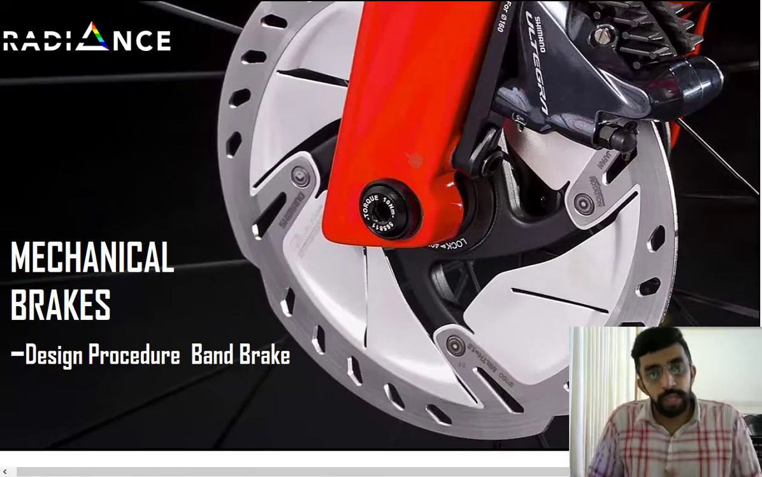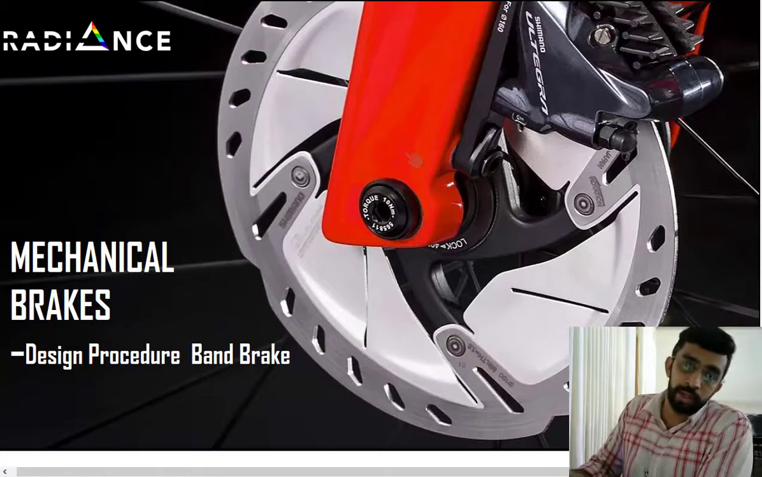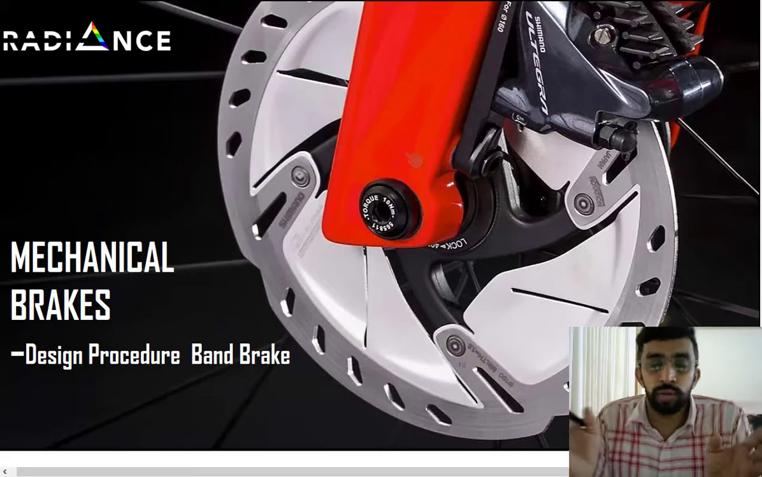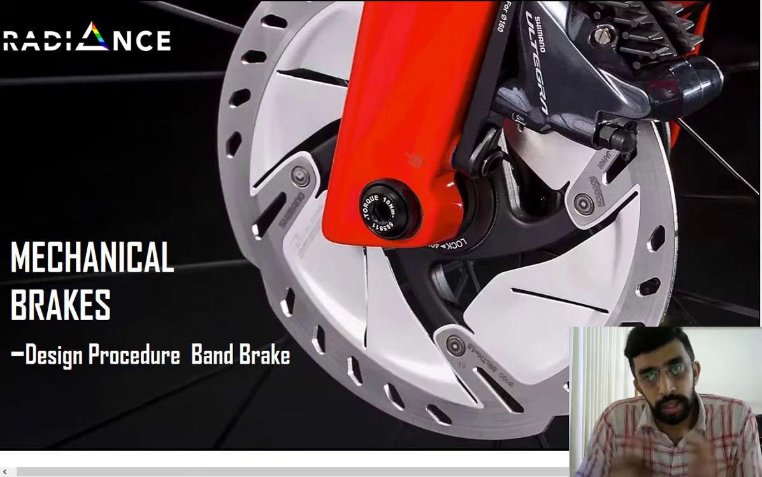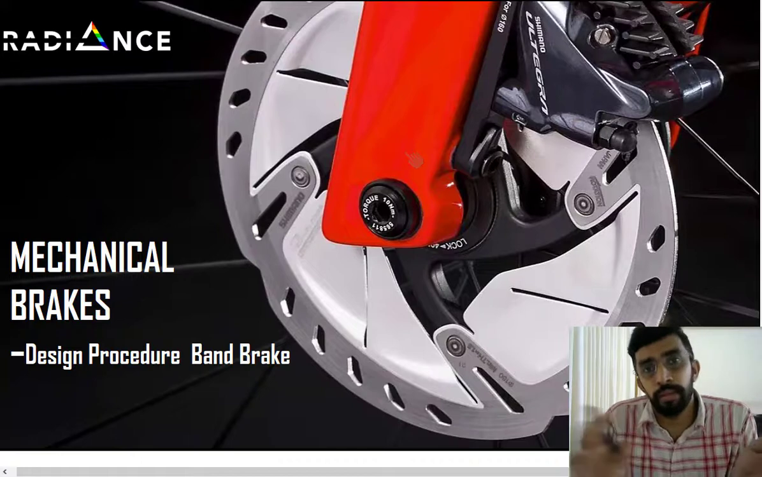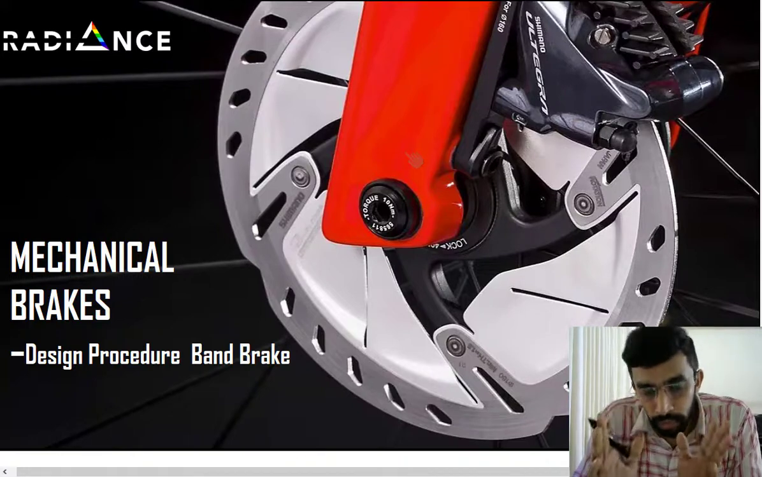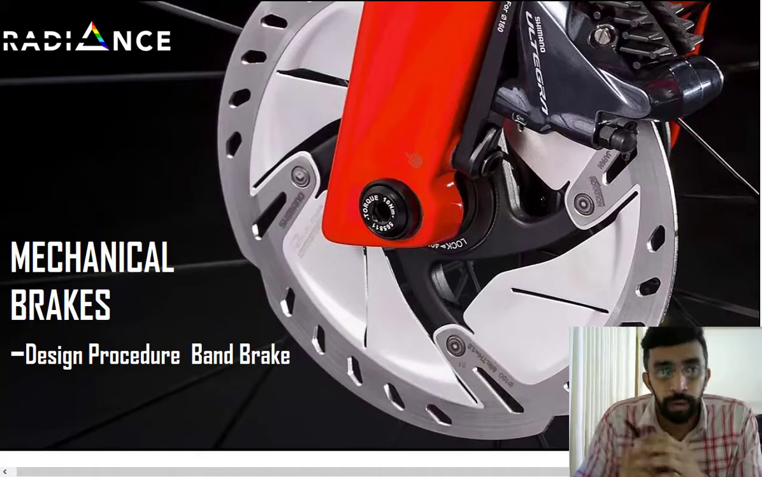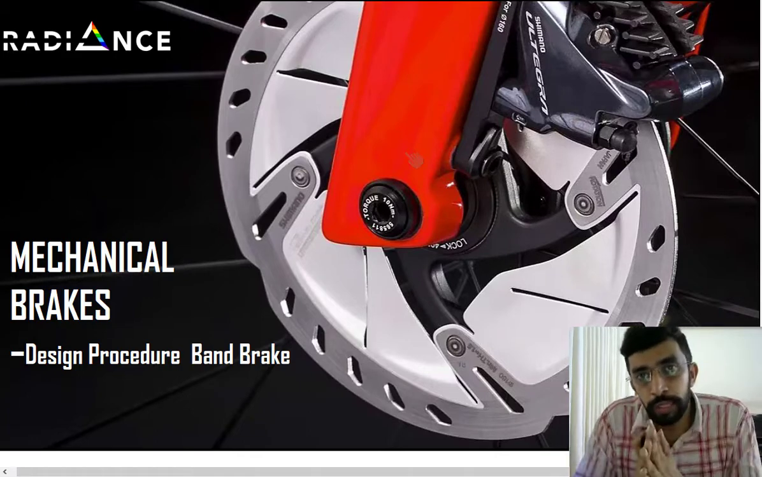There is no change when it comes to the band brake, whether it's a simple band brake or a differential band brake. The only thing is the direction of forces and the way in which we use the tight side tension and slack side tension. That is the only difference when we compare the simple band brake and the differential band brake. So make a note of that, especially about the direction of force applied for the differential band brake. Everything else, every step, remains one and the same.